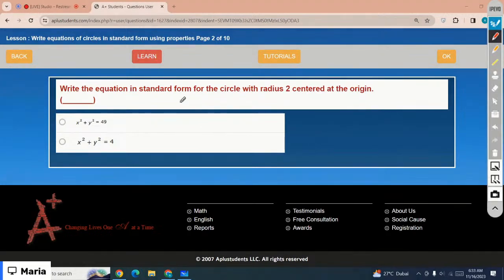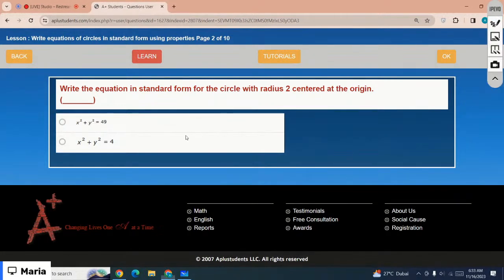The standard equation of the circle is (x minus h) whole squared plus (y minus k) whole squared equals r squared. So the radius given is r equals 2 and the center of the circle is (0, 0), right? So just put in the values, that is h is 0, k is 0. So you're left with x squared plus y squared, and r is 2, so that would be 4. x squared plus y squared equals 4. So option number 2 is the correct option. That is x squared plus y squared equals 4 is the correct option.